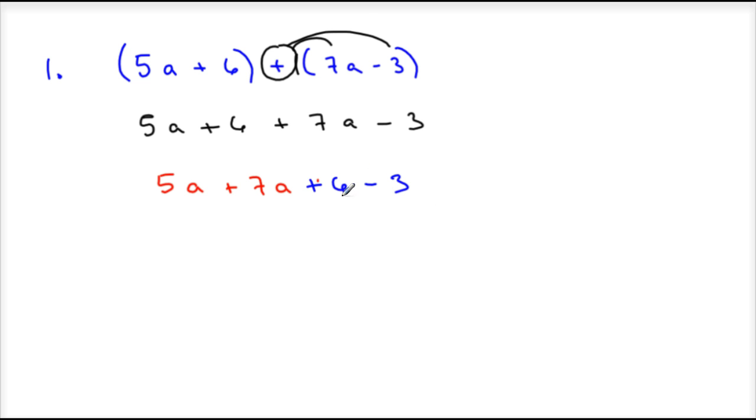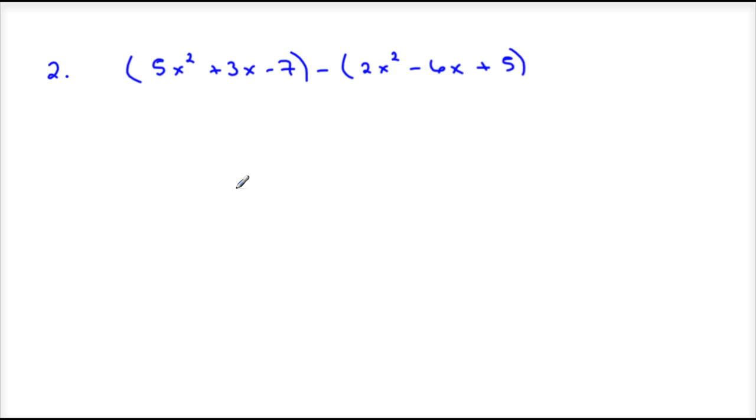5a plus 7a is 12a. Just add your like terms. Add your coefficients. Keep your variable. Plus 6 minus 3, which I get plus 3. So if you add these, you get 12a plus 3. So nice and easy. Let's start with the next one.